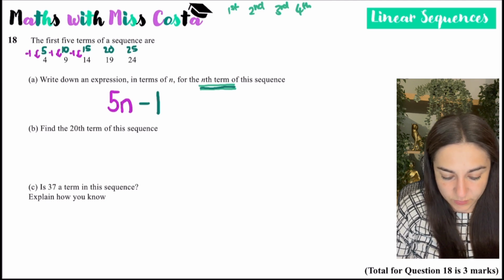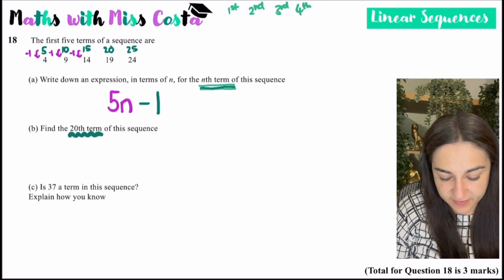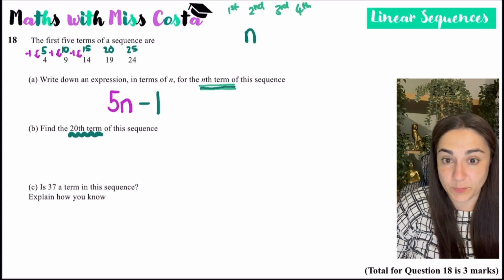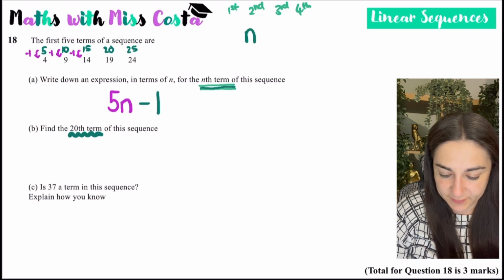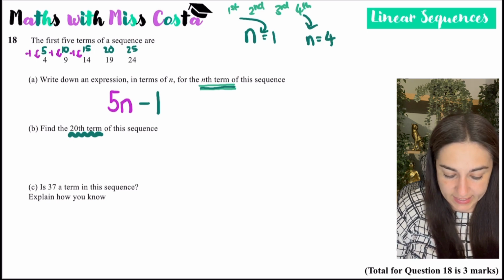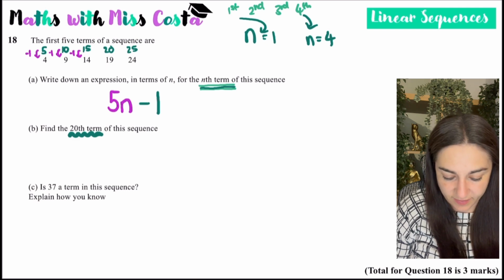And then I'm being told I need to find the 20th term of the sequence. So if you remember, I said that n represents which term it is. So if it's the first term, n would be 1. If it's the 4th term, n would be 4. Here, I want to find the 20th term. So I'm going to say n is 20.